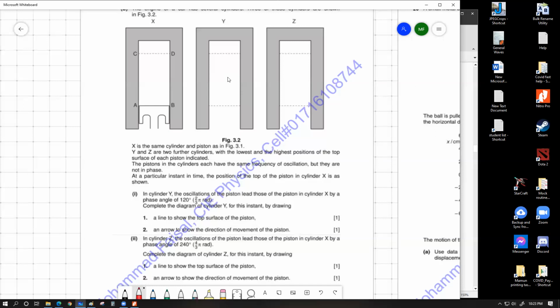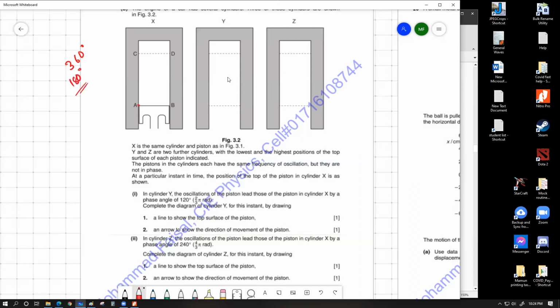Let me try to give you a bit of an idea. This piston, whenever it goes all the way up to CD and comes back all the way to AB, it undergoes a total phase of 360 degree. So whenever it goes from AB to CD only, this much would be 180 degree.